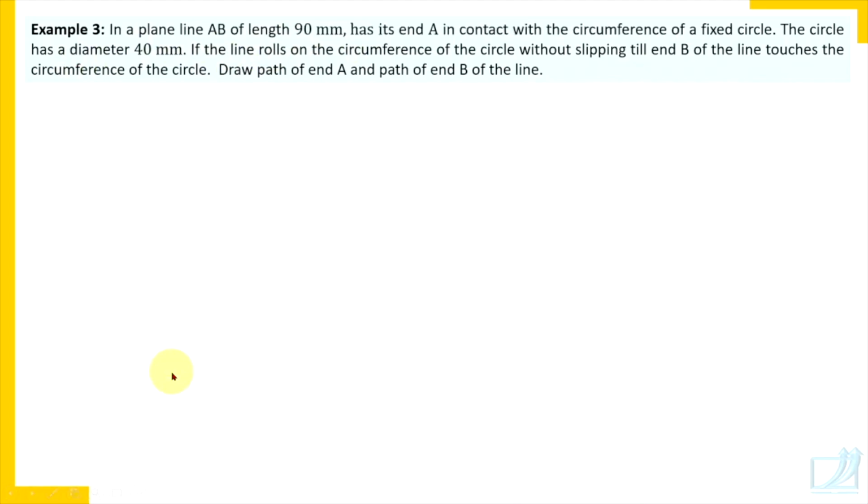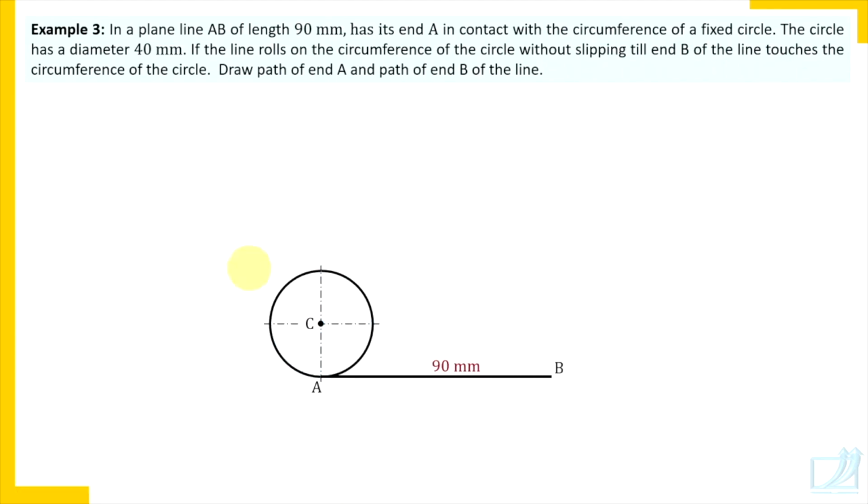So draw horizontal, vertical, center lines, locate center, then complete the circle. Draw that line 90 mm long. Now it is not a flexible thing unlike wire. Imagine it as a rod, a rigid rod which rolls on the circumference of a disc. Divide the circle in 8 parts.